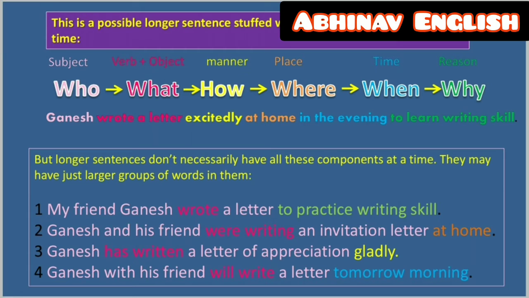And then the last example is, Ganesh with his friend will write a letter tomorrow morning. Which part is given extra here? Time of the action, the when part is given extra. So in this way sentences can be longer even with small information or little extra information.